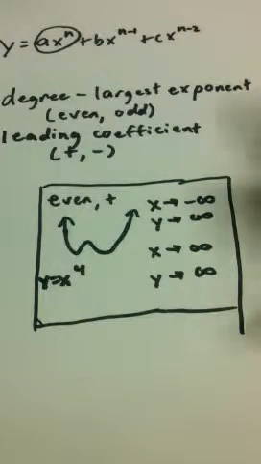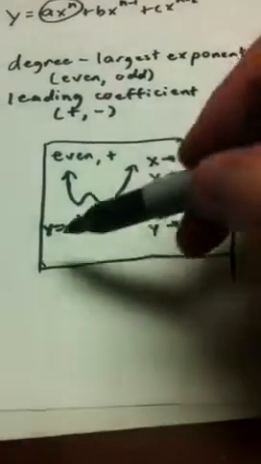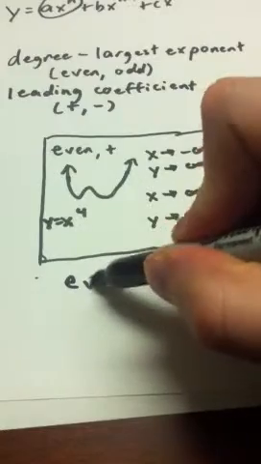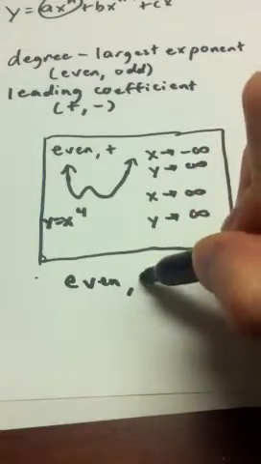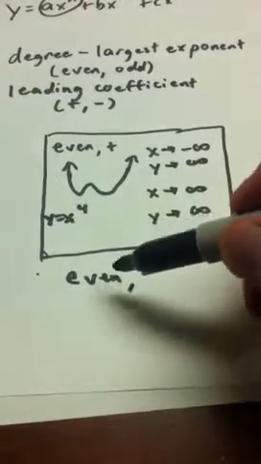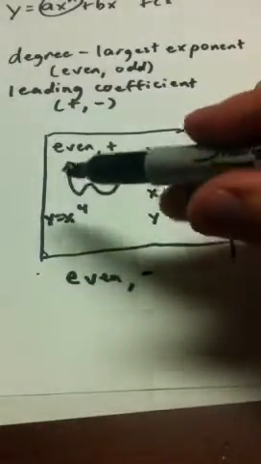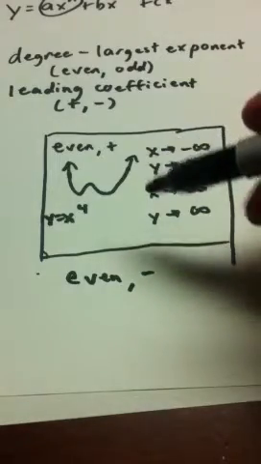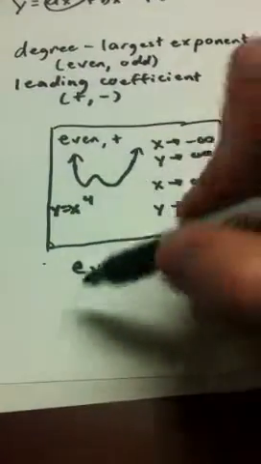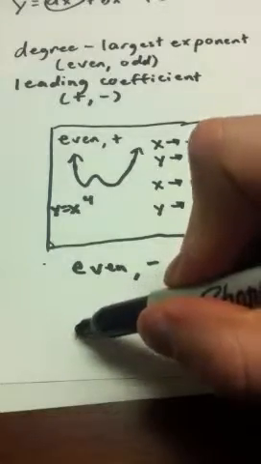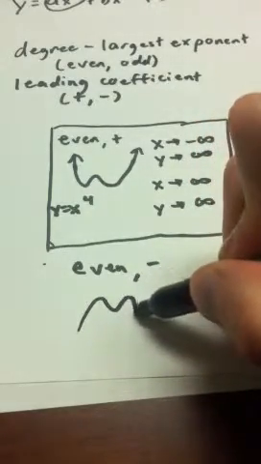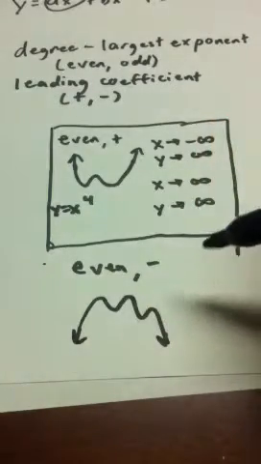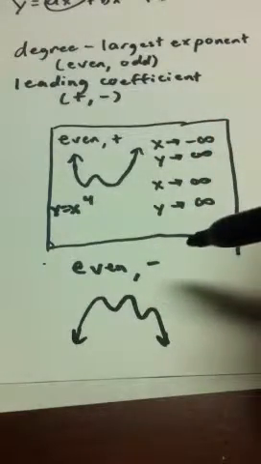Okay, second case would be even and negative. So let's look at case two. What if I have an even, but it's negative? Okay, that even piece is going to have the same idea that both ends are going to do the same thing. But with an even negative, they're both going to point down. So for an even negative, I'm going to have a graph that looks something like this. Again, I've just got a bunch of different turns. Who knows what's going on with it.